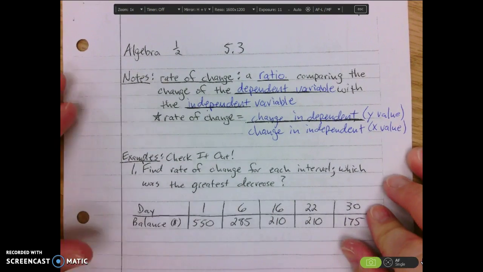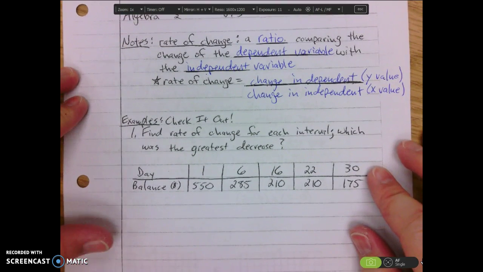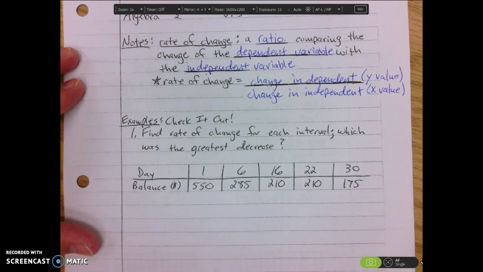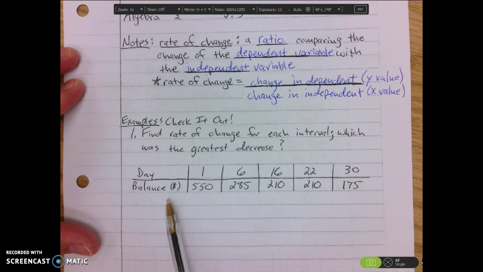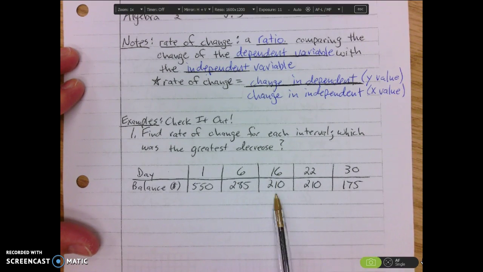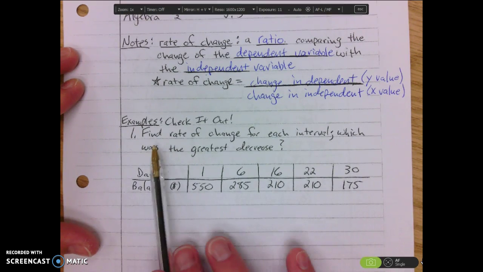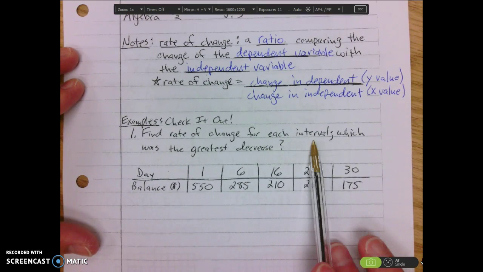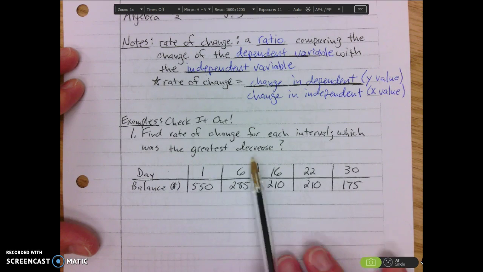Okay. First question here is a story problem. Normally we're going to use these rates of change for story problems. And the first question has to do with your bank account. Here it says that after so many days in the month you check it, and this is the different amounts that you have in the bank. The question is find the rate of change for each interval and which was the greatest decrease.